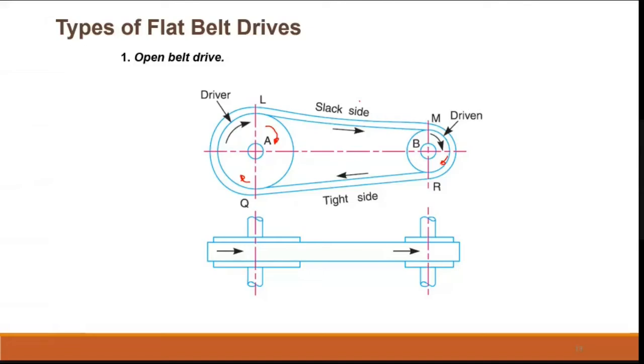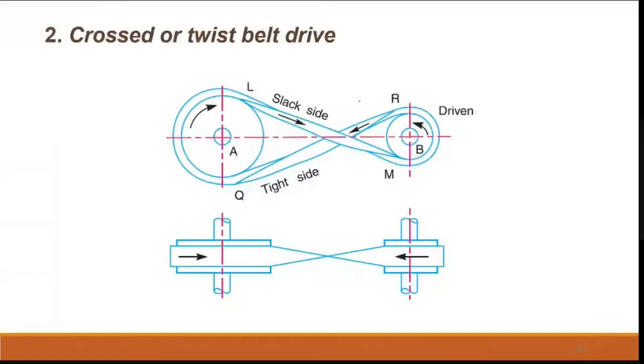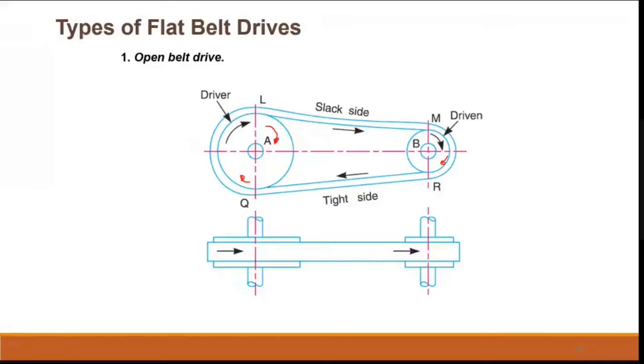Okay, and you have one more, which is cross belt drive. So connecting a belt like this. This is for opposite rotation. If this is rotating in clockwise, your driven shaft will be rotating in anti-clockwise direction, right? If you want to reverse the rotation, you will have a cross belt drive, right? So open belt is having lesser efficiency when compared to cross belt.